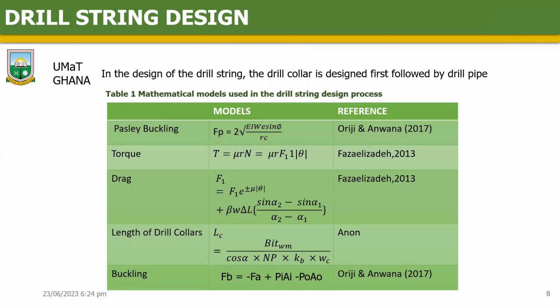For our drawstring design, we decided to design our draw collars and then design our draw paths. So these are the mathematical models we use in designing our drawstring. We use the fast-state vacuum equation. We use this particular torque and drag equation. And then this was used to calculate the length of jaw pellets. We are using a slick BHA, so we want to design our jaw pellets as well.